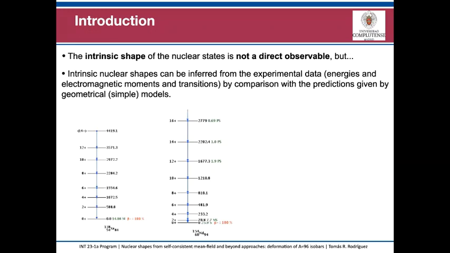So for the nuclear physics community, the intrinsic shape of the nuclear states is unobservable. So it cannot be observed directly. It's inferred somehow from the spectra of several nuclei, not only from the energies, but also from the transition probabilities, for example, as we discussed yesterday thoroughly.